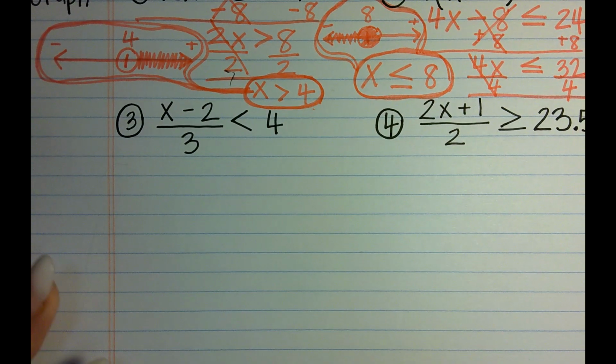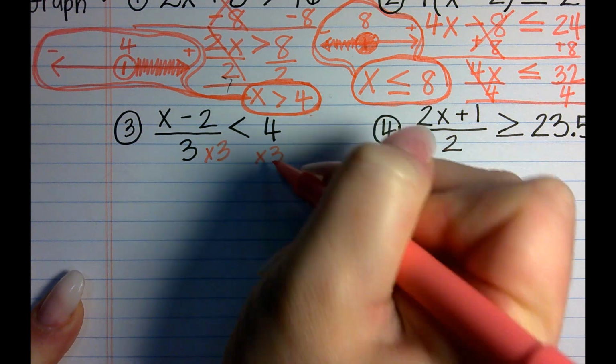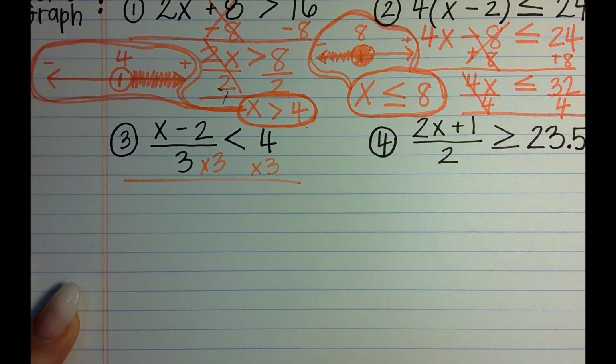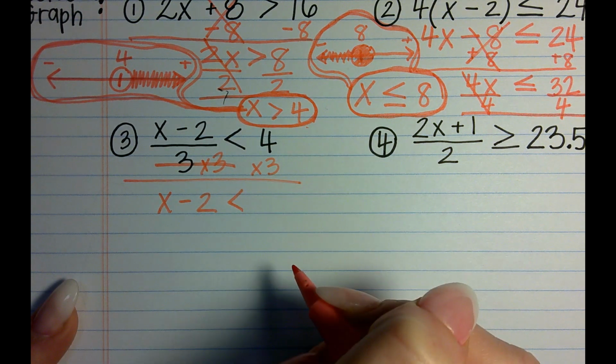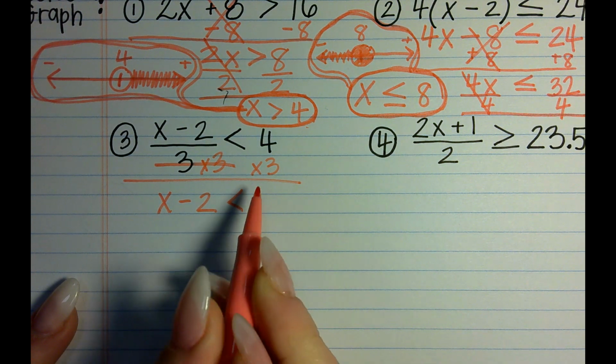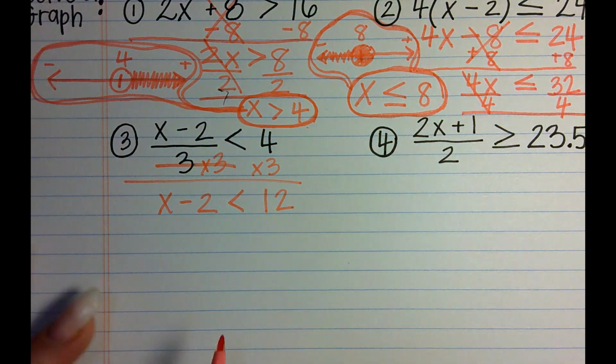You multiply by 3 on each side. Perfect. 3 times 3, your 3s cancel out. And your x minus 2 is less than 4 now. Or no, you leave it. Sorry. Oh, you're okay. That answer is 12. Perfect. 4 times 3 is 12, and that was a good catch.